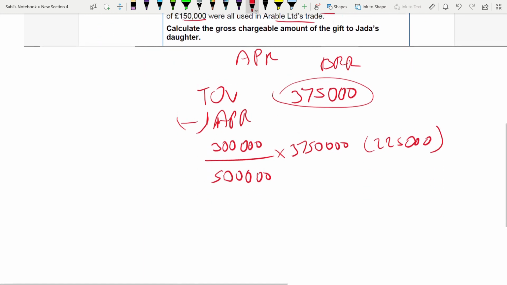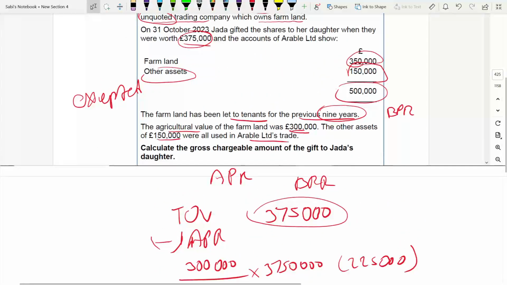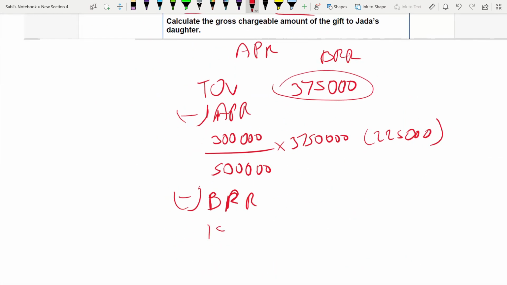Now coming to the BPR. Always APR first, then BPR. Do not forget this step. Don't give BPR before giving APR, otherwise you will make a mistake and lose 1 mark. Same, BPR will be restricted. How much? Out of 500, 150 on the other assets, into 375. Same, but only for the shares, at 100%.